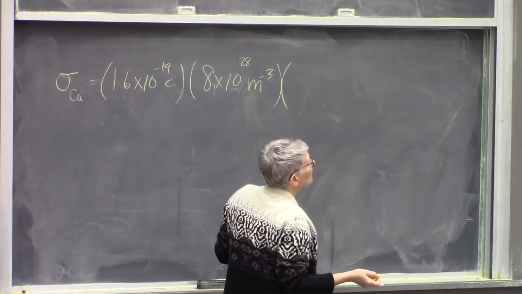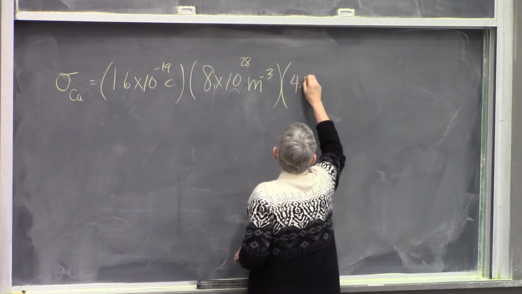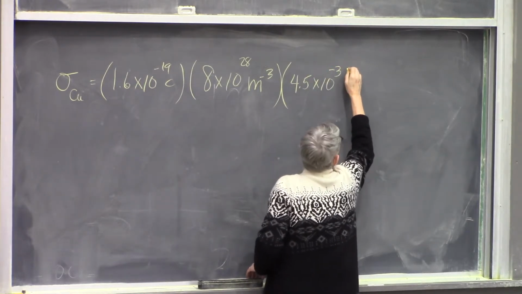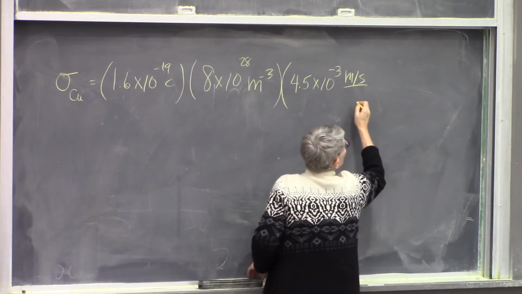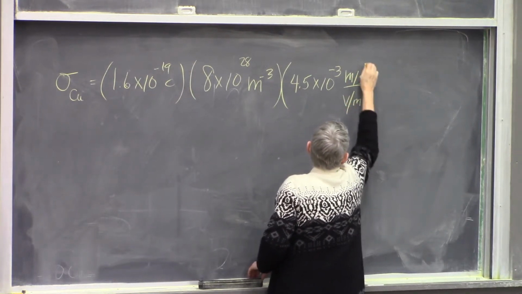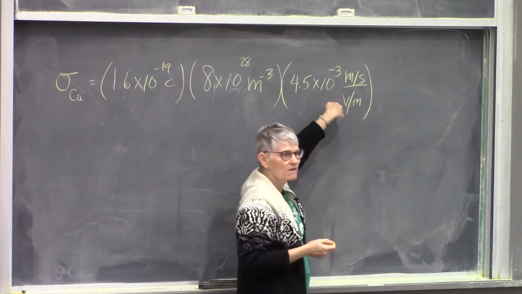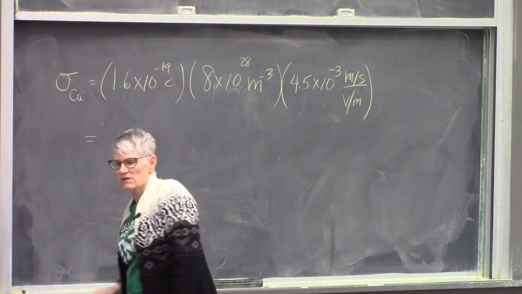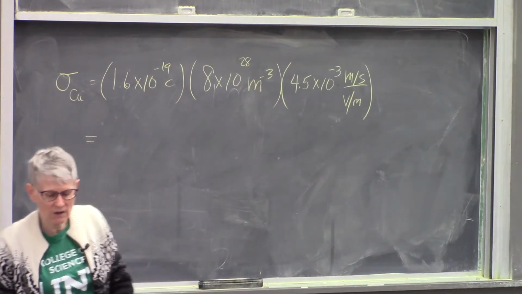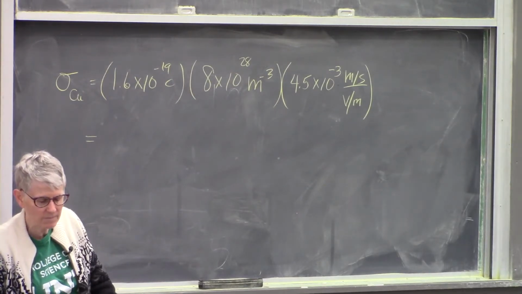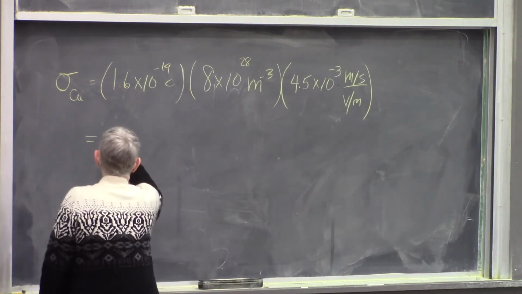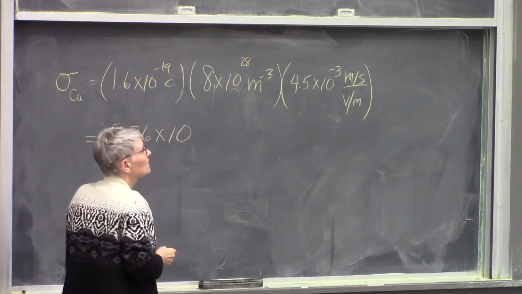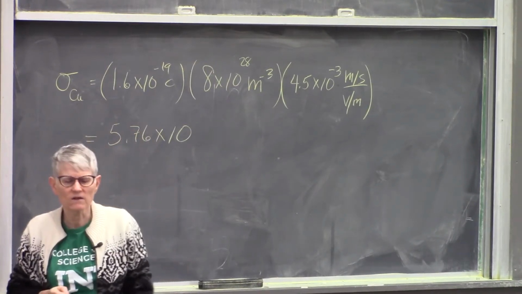And the mobility is 4.5 times 10 to the negative third meters per second per volt per meter. So this is drift speed and this is electric field, right? And so if we multiply this all out, we get 5.76 times 10 to the 7th, I think, yeah.